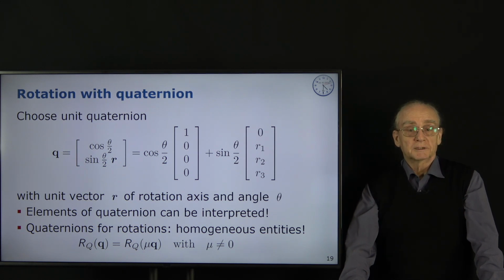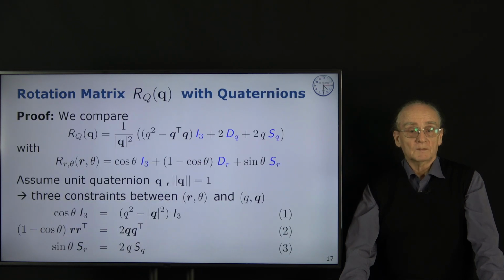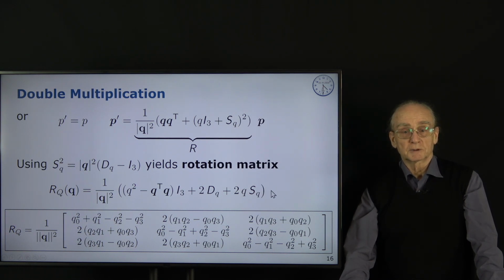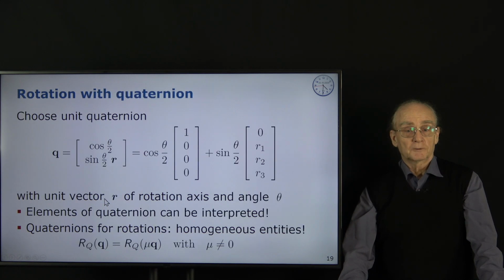Moreover, which we didn't discuss up to now, is that if you look at this equation, if you multiply q with some scalar mu, then all elements here appear in squares. That means you multiply this expression by mu squared and divide by the norm of the vector, which is mu squared, so it doesn't change.